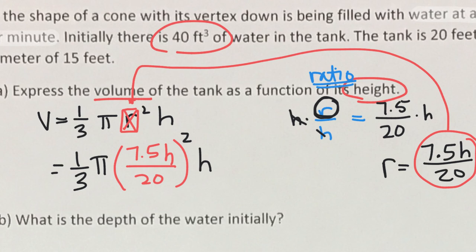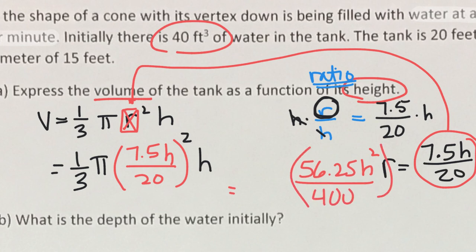So I have some stuff to do. I need to square 7.5, I need to square h, and I need to square 20. Okay, so I'm getting out my calculator. 7.5 squared is 56.25. h squared is, of course, just h squared, and 20 squared is 400.